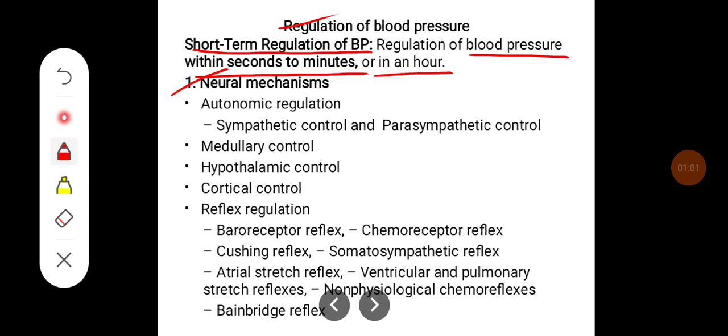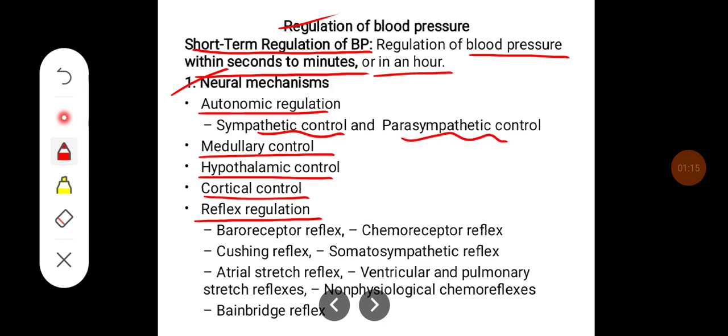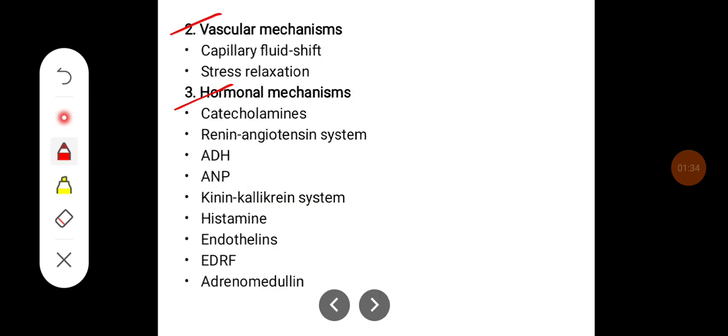The neural mechanisms mainly consist of autonomic regulation, medullary regulation, hypothalamic, cortical, and reflex regulation. Autonomic could be sympathetic or parasympathetic control, and the reflex regulations are mainly the baroceptor reflex, chemoreceptor reflex, Cushing's reflex, somatosympathetic reflex, atrial stretch reflex, ventricular and pulmonary stretch reflexes, non-physiological chemoreflexes, and Bainbridge reflex.